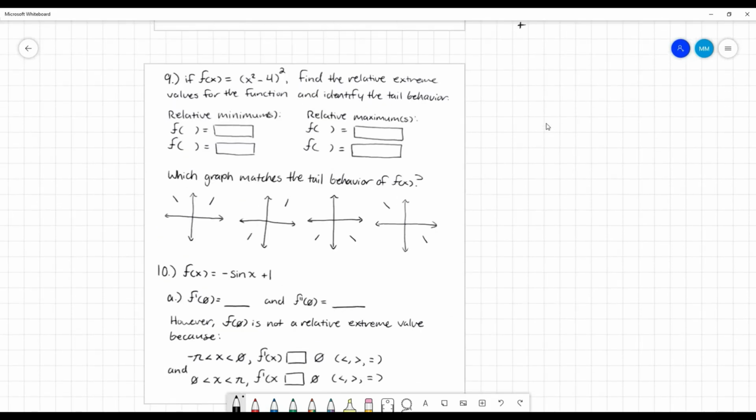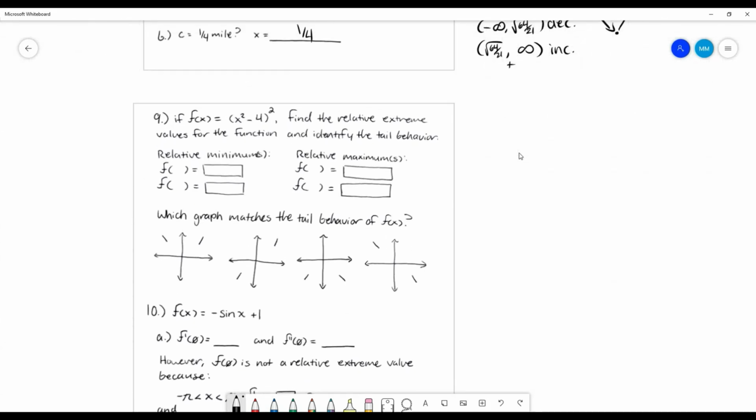We've just got one page left. So for number 9, if f of x equals this, find the relative extreme values for the function and identify the tail behavior. So I'm going to go ahead and take that derivative. I'm going to need to use the chain rule here. The derivative of my outside is going to be the power rule, bring my 2 down, of my inside, subtract the power so it's just 1 now, times the derivative of my inside. There's my derivative, and I'm going to rewrite that like so.